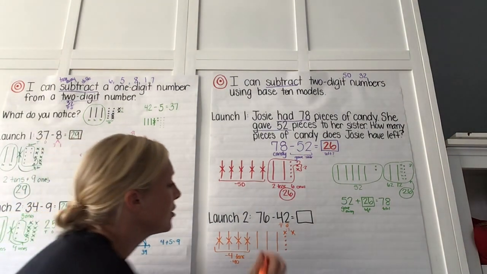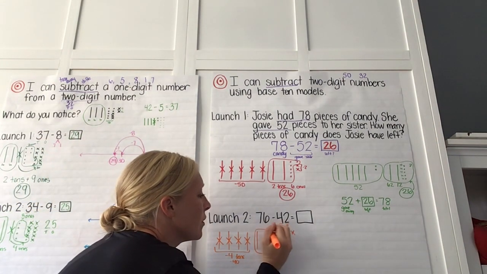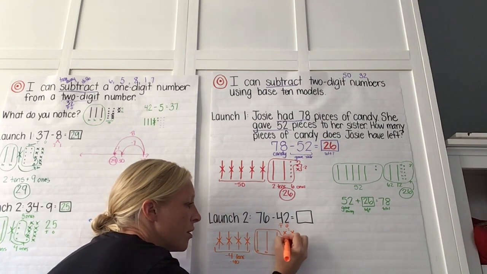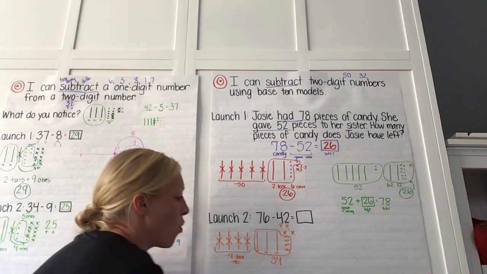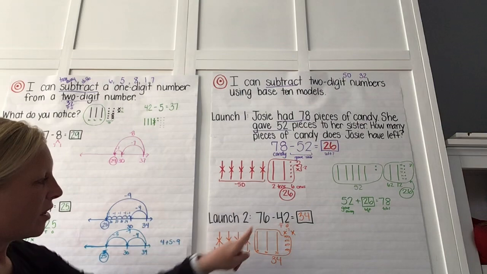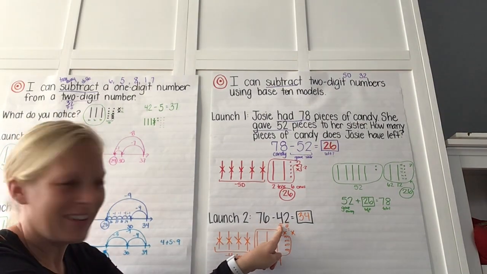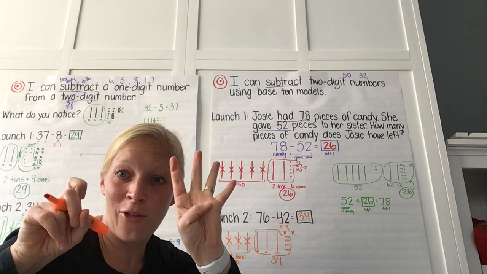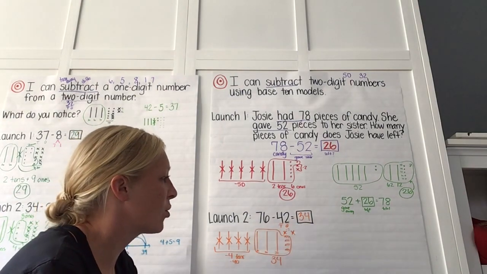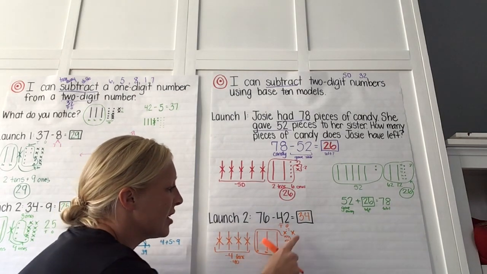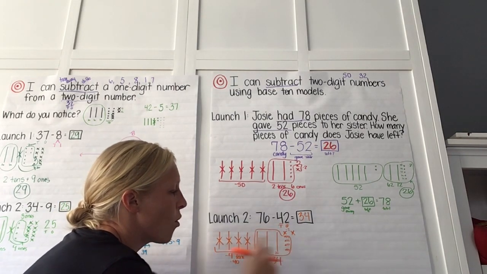Okay, and then what do you have left? 10, 20, 30, 31, 32, 33, 34. 3 10s and 4 1s. If I have 7 and I take away 4, what is that? 3. If I have 6 and I take away 2, what is that? 4. Okay, so then that 34, those 3 10s and 4 1s. 7 10s, take away 4 10s is 3 10s. 6 1s, take away 2 1s is 4 1s.